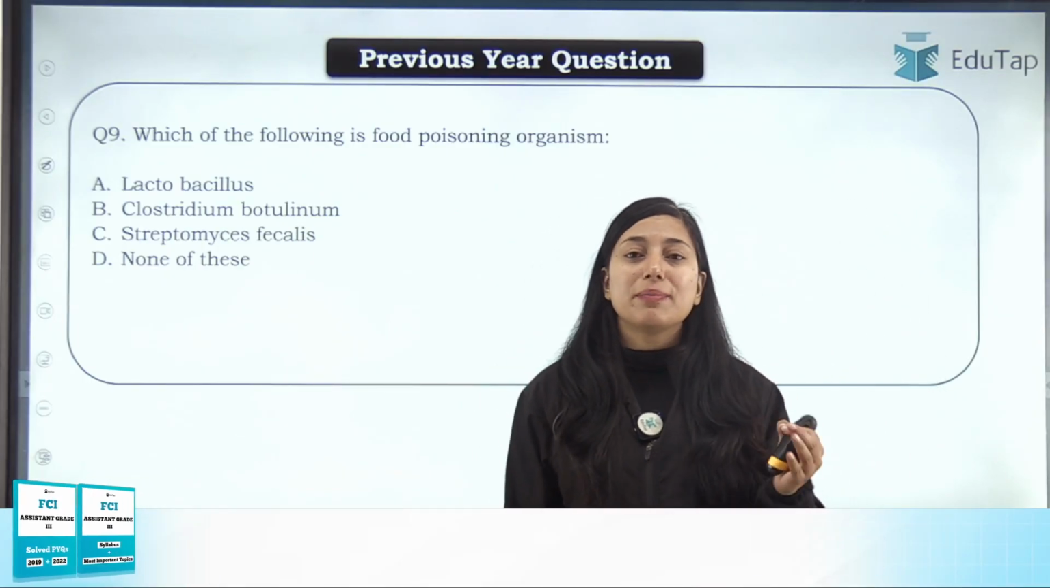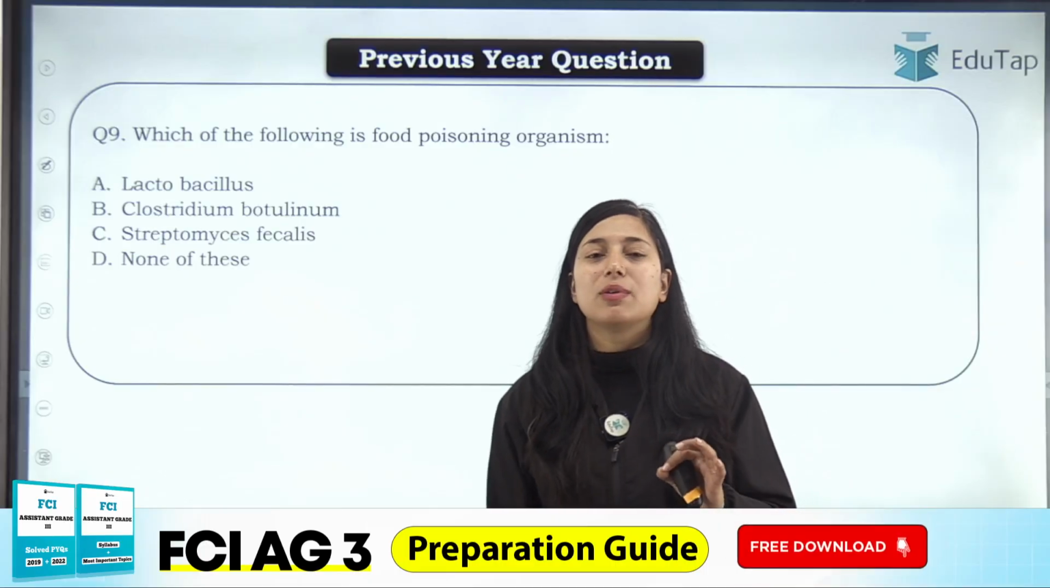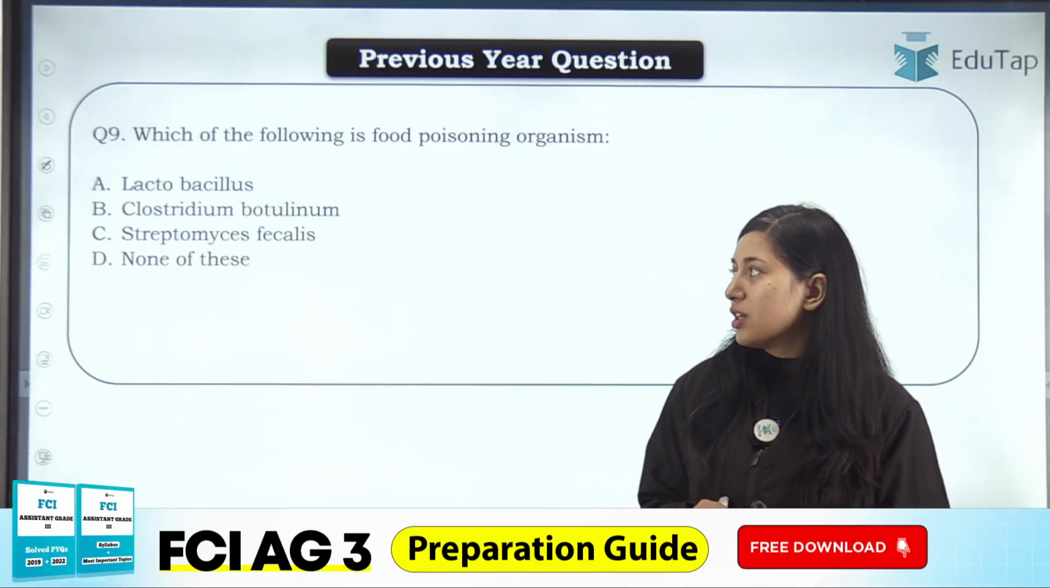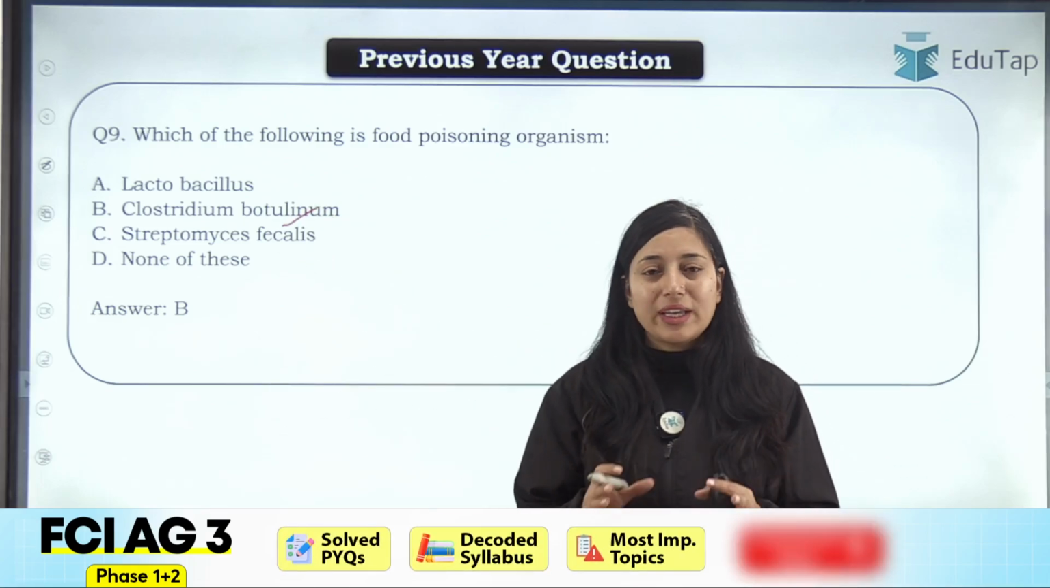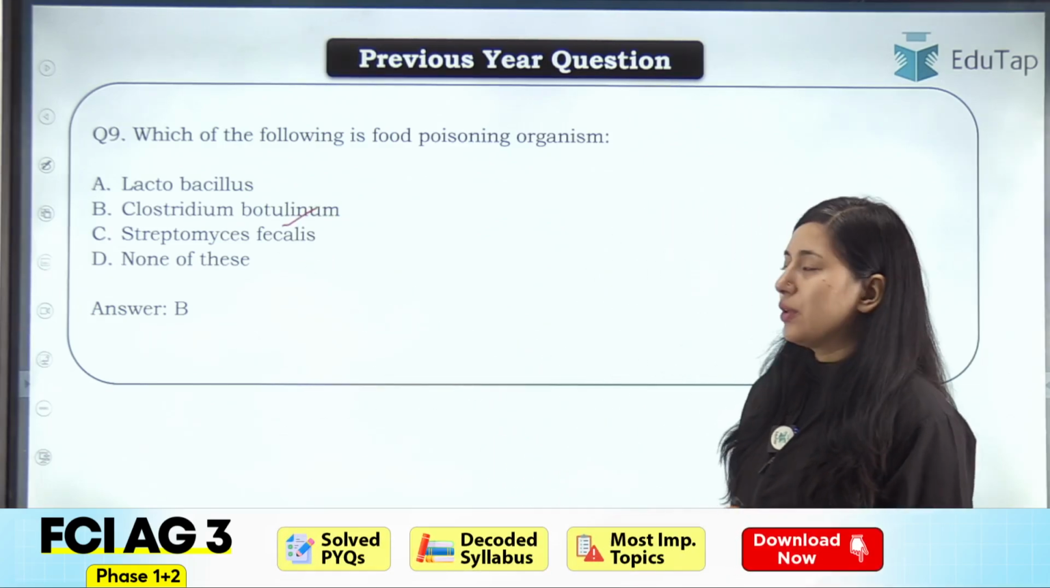Now this is a question from your microorganism chapter. Okay, you have to read about all the important microorganisms. So the food poisoning organism here is Clostridium botulinum. Okay, so this is the right answer for this particular question.